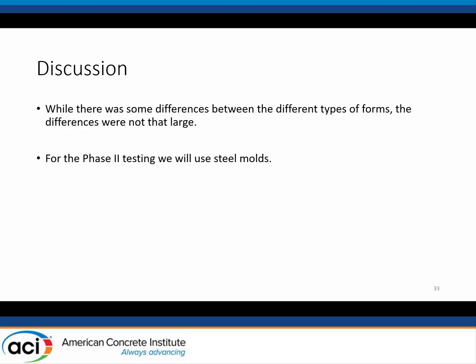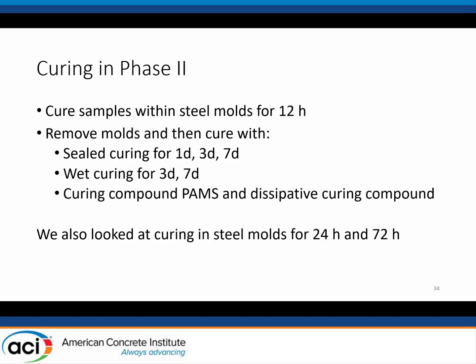While there are some differences between these different form surfaces, they're not that large. But for phase 2, we're going to look at this really practical method, this really constructible idea: if I have to strip at 12 hours, if my schedule demands it, what else can I do to extend my curing? And I'm going to do some things that are impractical, some things that are non-constructible, but we need to look at all the variables that are out there and compare them.